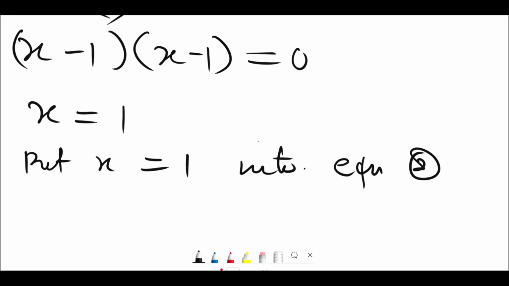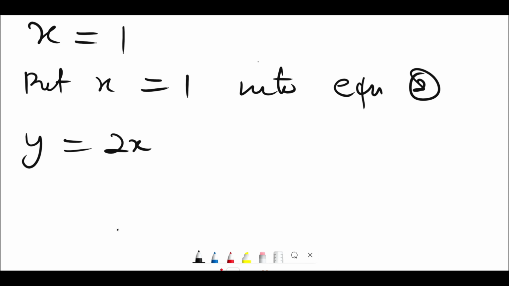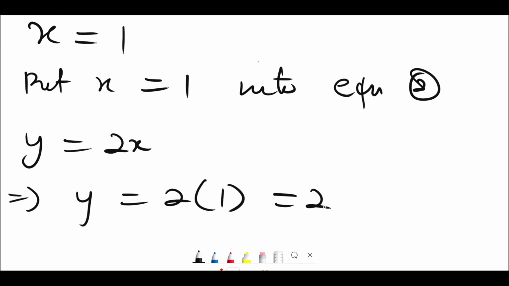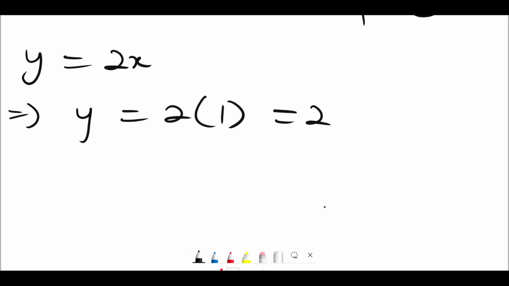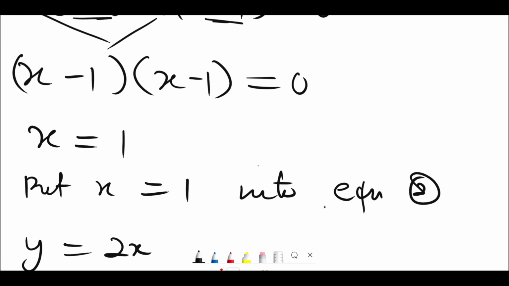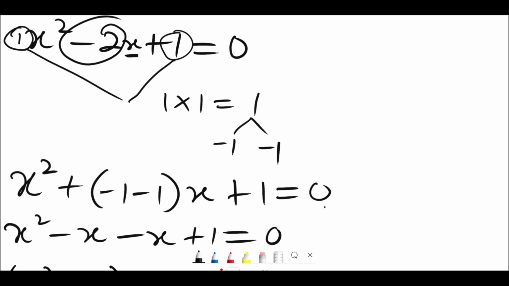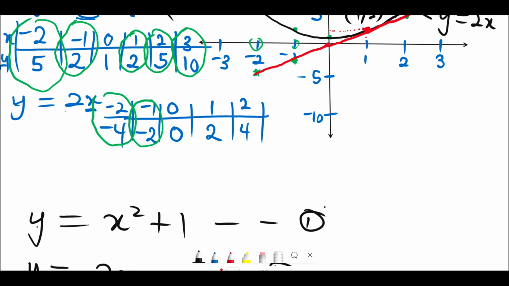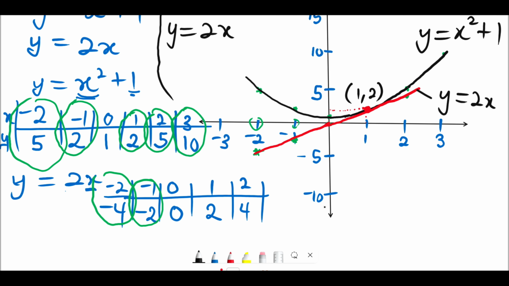So I have my equation 2, which is y equal to 2x. So this implies that y will be equal to 2 times 1, which is equal to 2. So you can see that we have the two values, x, y equal to 1, 2, which is the same as what we got when we used the graph. The points are the same.